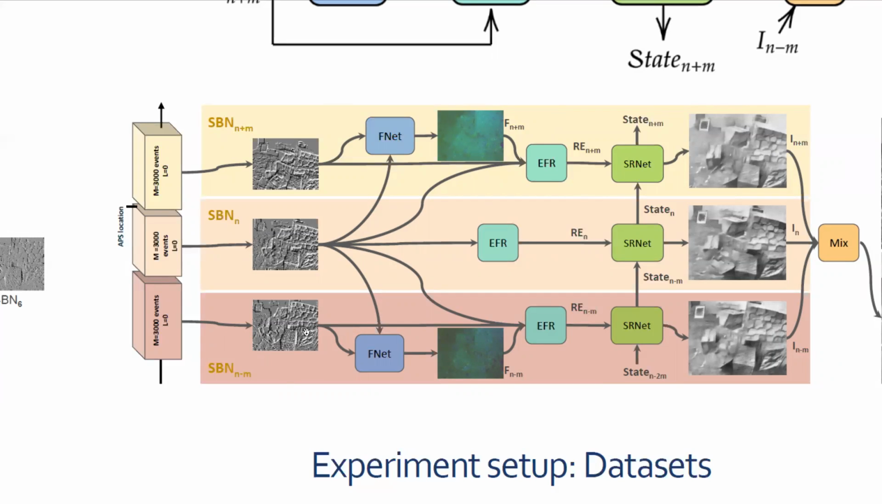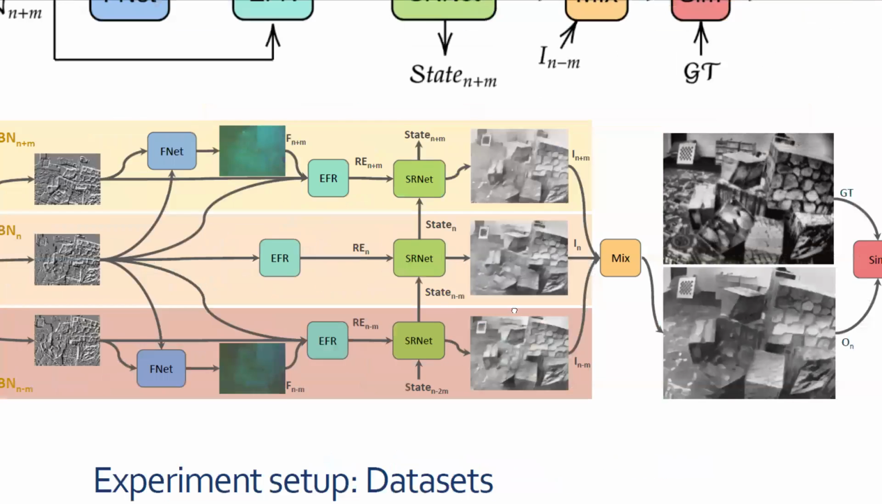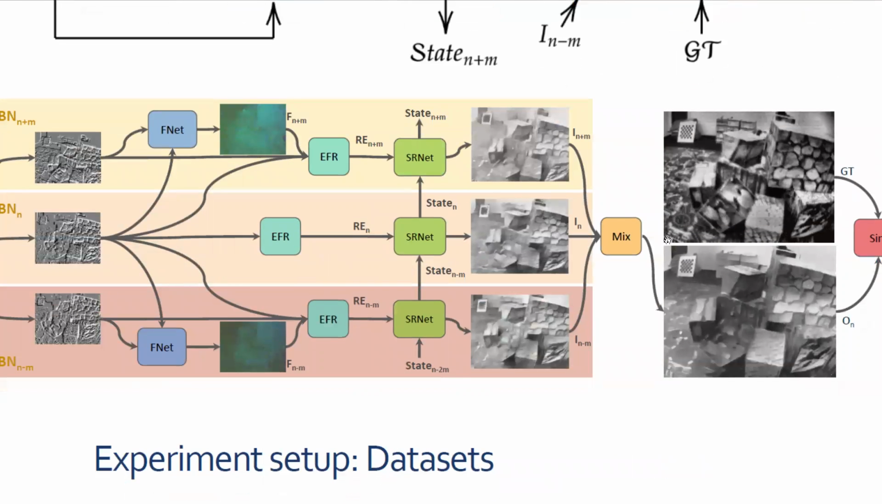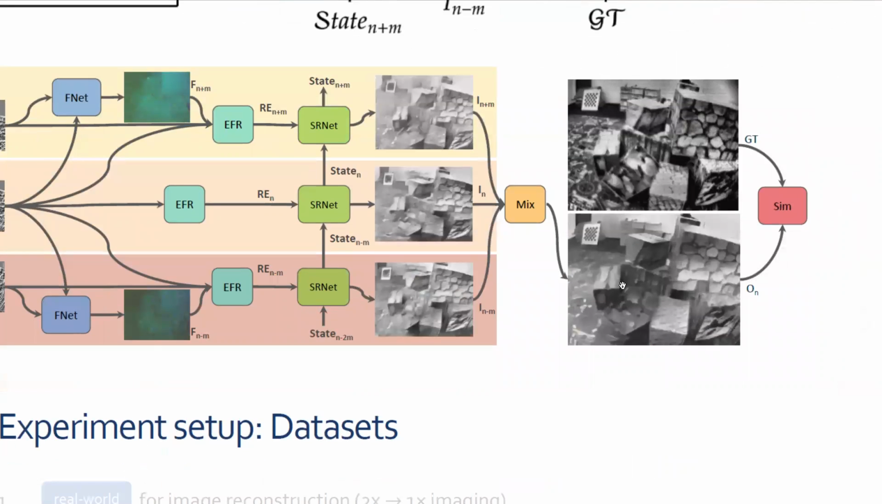This process is repeated with the previous stack as a pair with the central stack, and also the central stack by itself, to make IN and IN minus M. All these intermediate intensity images are mixed in the last stage through this mixer to create the final output image, ON. At training, we compare this output with the ground truth using our similarity metrics.